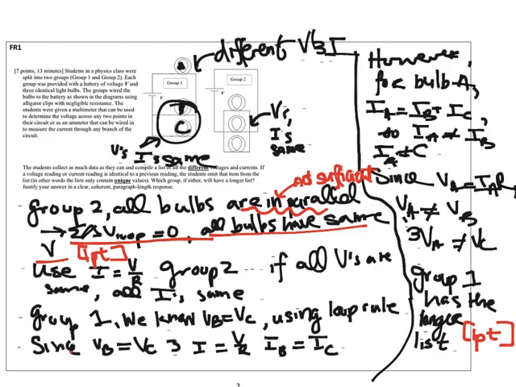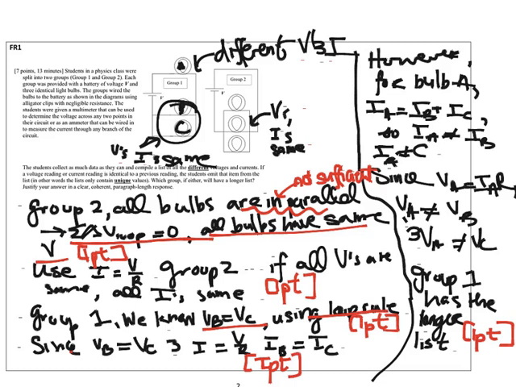Okay, and then there's 1 point for saying since I equals V over R, if all of the V's are the same, all of the I's are the same. Okay, for group 1, there's a point for using the loop rule to note that VB is equal to VC. Okay. And 1 point for showing that IB has to be equal to IC.